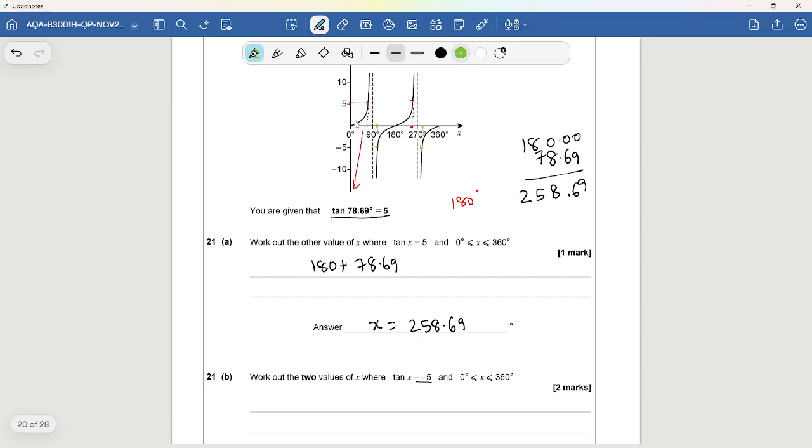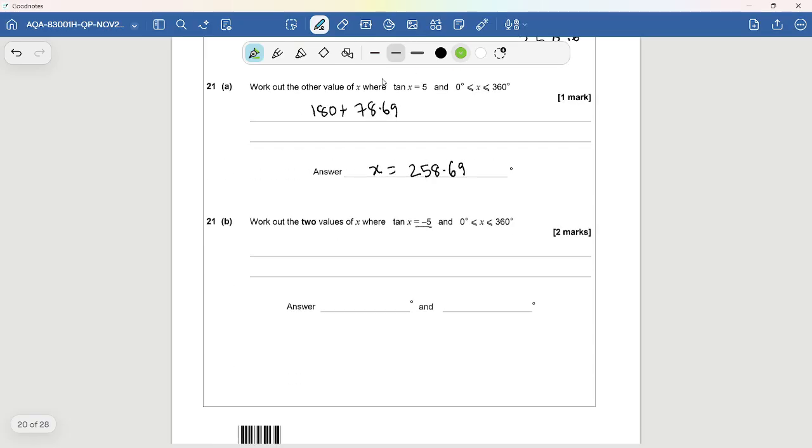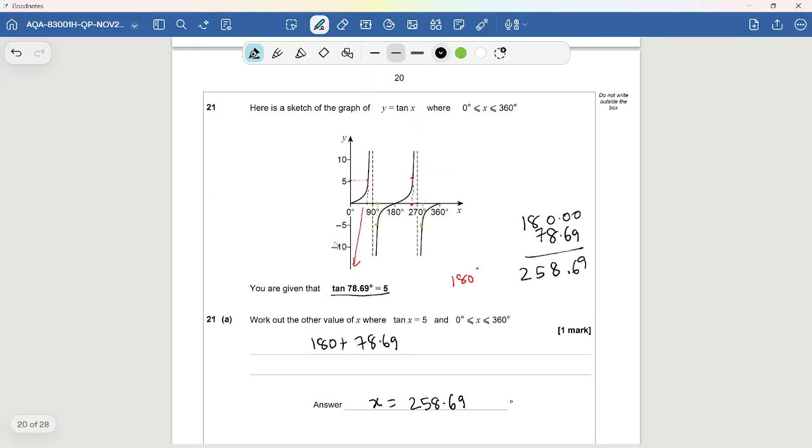Why? Because tan x is positive 5 here. Tan x is becoming negative 5 at this instance. So it's like 78.69 degrees. So it's 0 plus 78.69 degrees here. So 180 minus 78.69 degrees will give you the value of x where tan x is negative 5. So here I will have to take away 78.69 from 180. So if you take away 78.69 from 180, you get to this point.